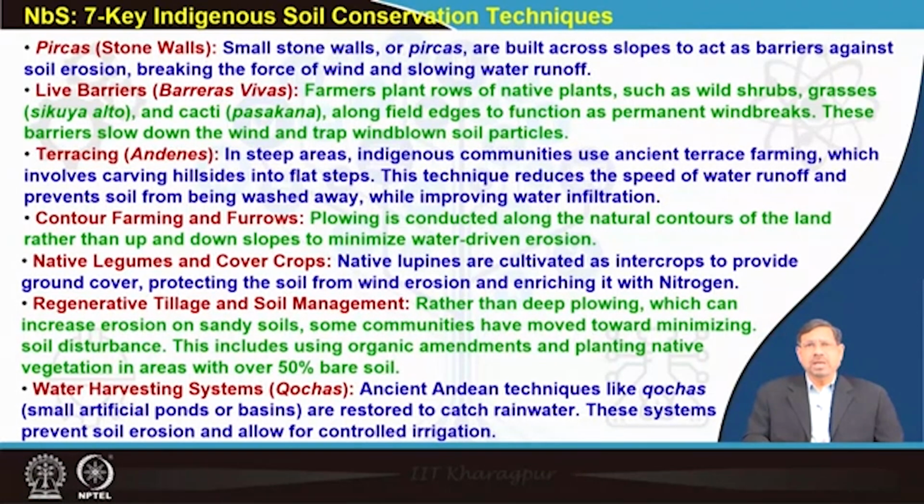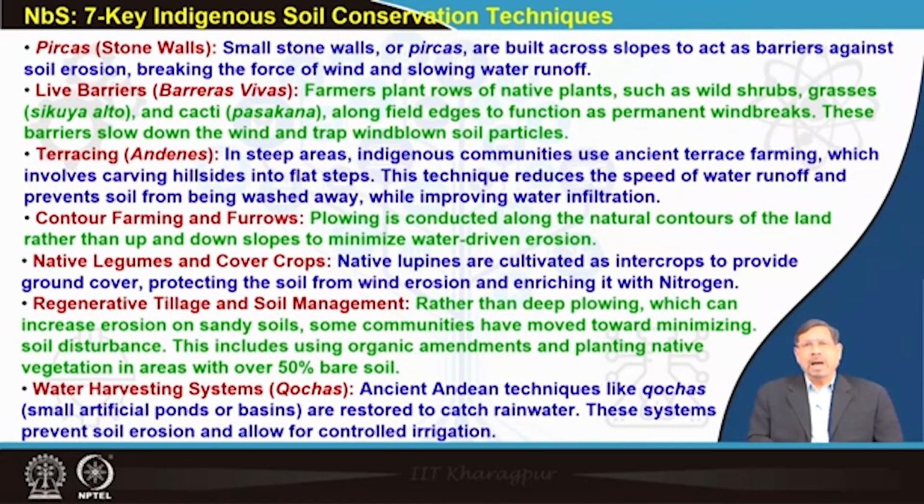So, this intercrop or the crop rotation is very important. It protects the soil from wind erosion as well as enriching the nitrogen, which is one of the important plant nutrients that helps in growth.